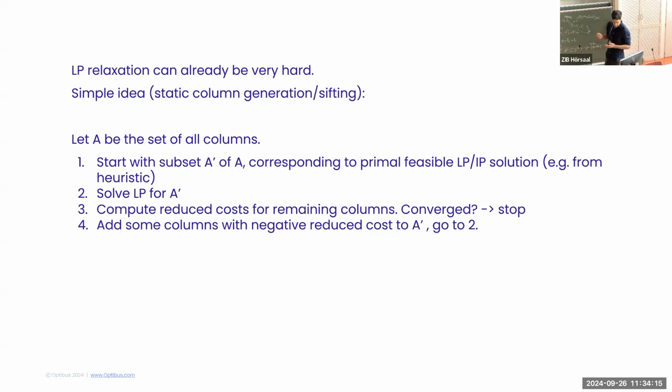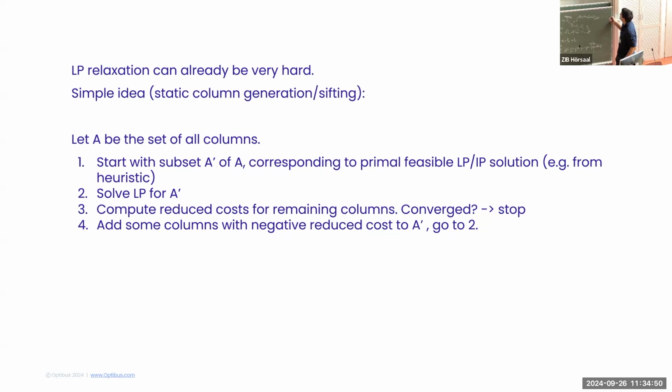So let's do the following. We say, okay, we have too many columns. Let's say A is our set of columns, so this is all the variables basically. And then we do something a little bit like a simplex. It's basically like a primal simplex, a bit extended. Let's say we're able to start with a subset A prime of A that contains a feasible solution. So we have a primal feasible LP solution that just lives in this A prime. All the other ones are set to 0. For example, we can get them from an IP solution.